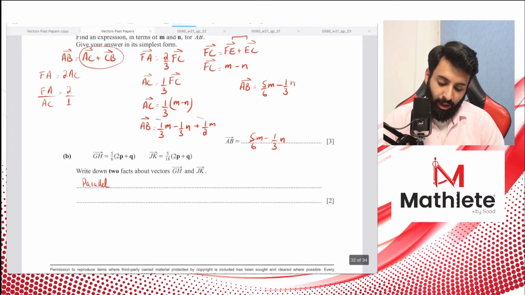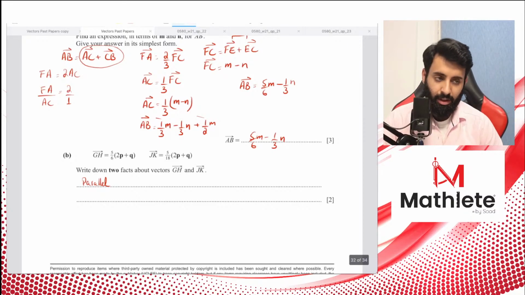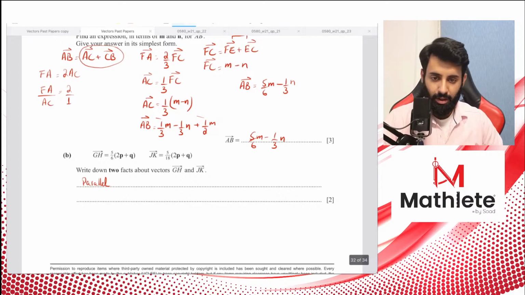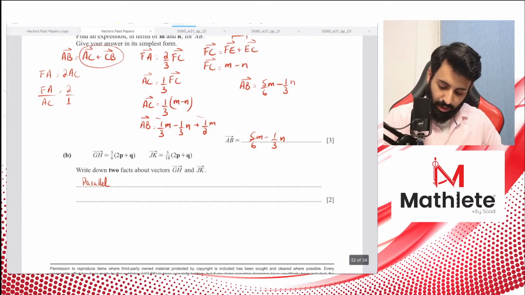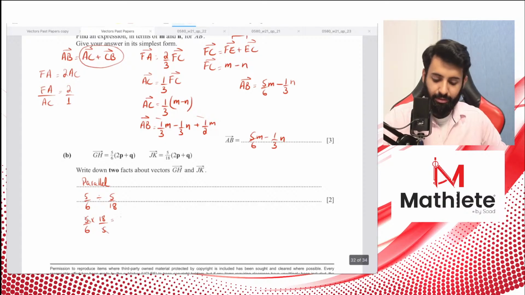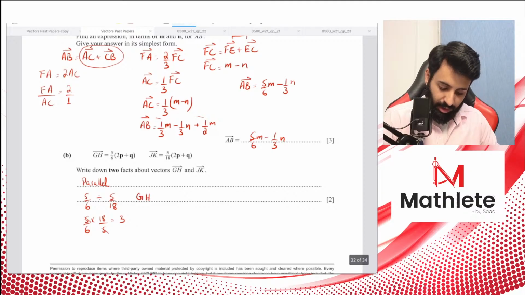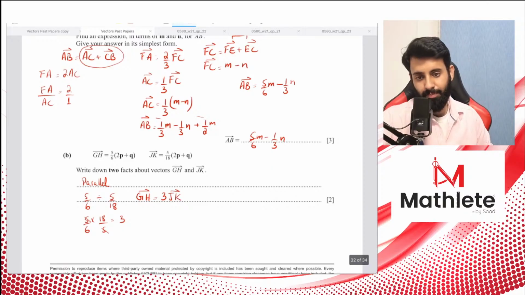And then the other fact, when you write down they're parallel, the next thing that you're supposed to write is the ratio of their lengths. And how do you write down the ratio of their lengths? Here's how you write it: 5/6 divided by 5/18. When you do that, notice what happens. You have 5/6 times 18/5, so 5 and 5 get cancelled out, and now you have 3. So that means the vector GH is basically 3 times the vector JK. And there you go.